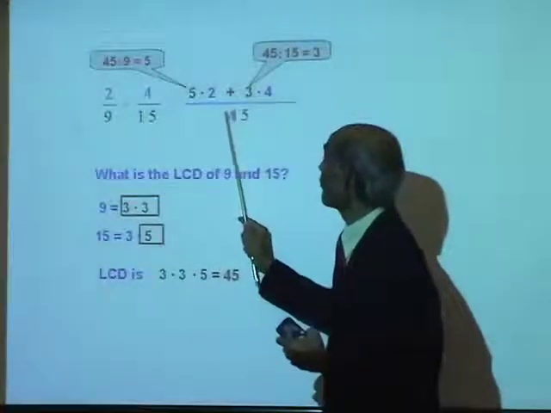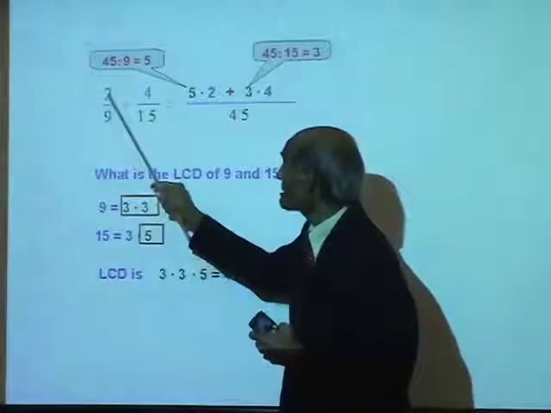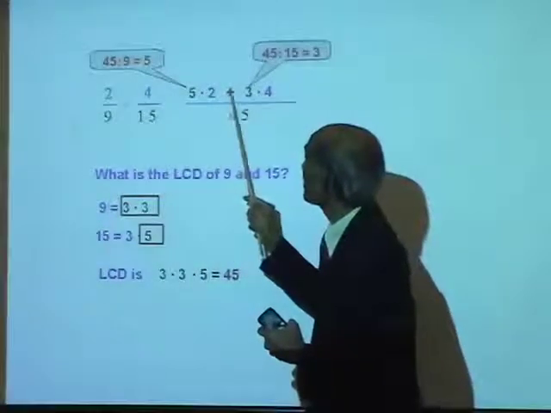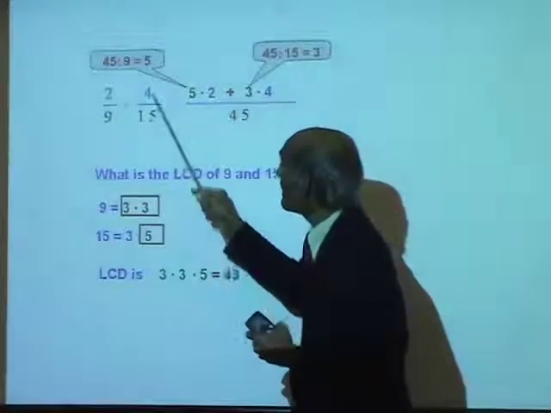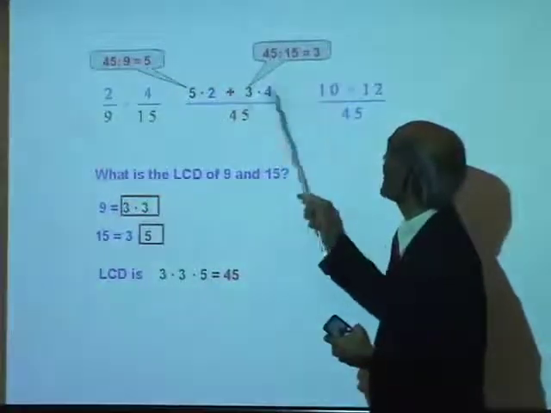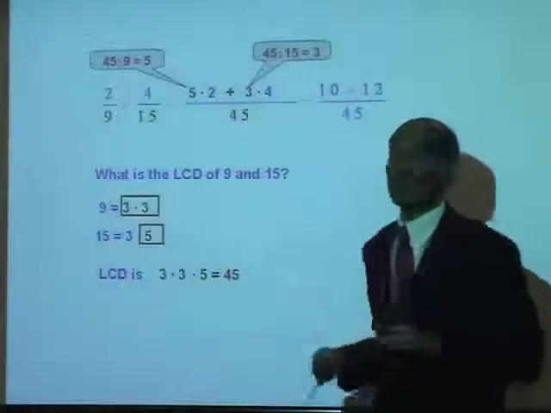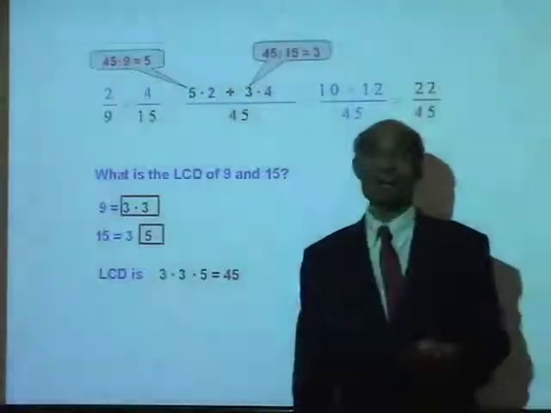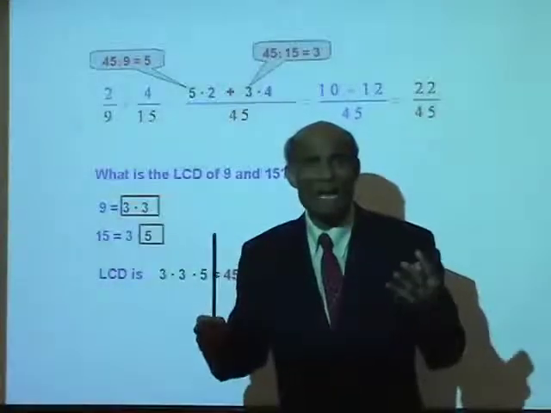So once again, 45 divided by 9 is 5. And 5 times 2 is our first number on the numerator, followed by plus. 45 divided by 15 is 3. And that 3 is multiplied by 4. Alright, that would be 5 times 2 is 10, plus 3 times 4 is 12. That's my numerator. Denominator is 45. And that will be 22 divided by 45. And that's the answer. Don't you think it is a simpler way to add fractions?